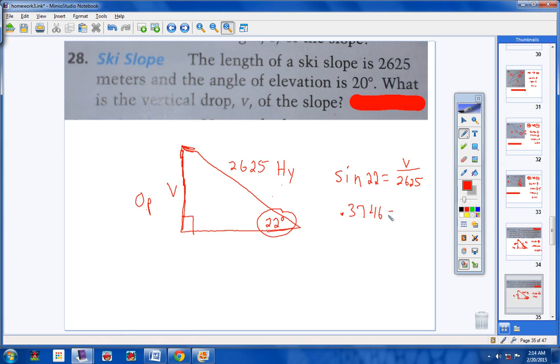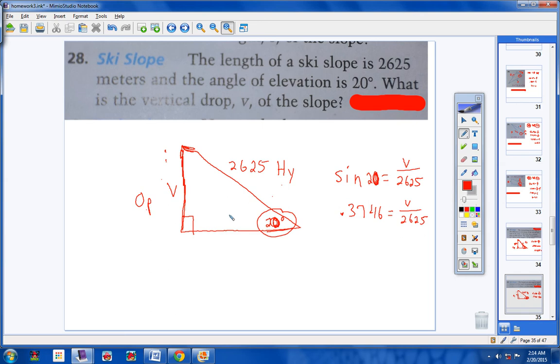Now, we know to multiply both sides by the denominator, which is 2,625. So I'm going to multiply 0.3746 times 2,625, and you're going to get 983.34. And actually, I'm getting something different. And you know what I did wrong, guys? I used 22 instead of 20. Really sorry about that. This is 20, so I should have used 20 here. So I apologize. I hate it when that happens. So we'll make that a 20 real quick.